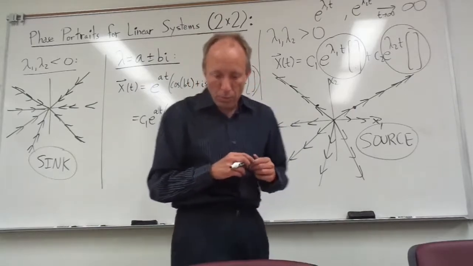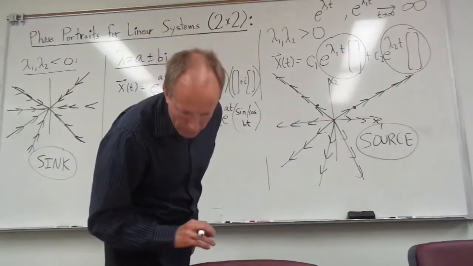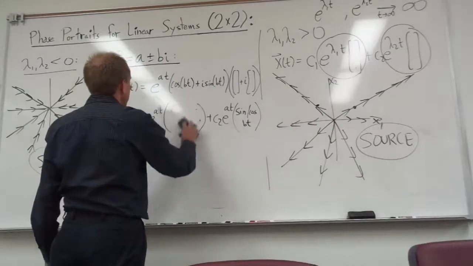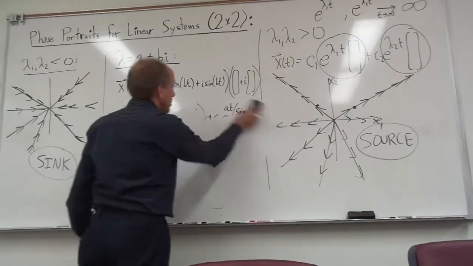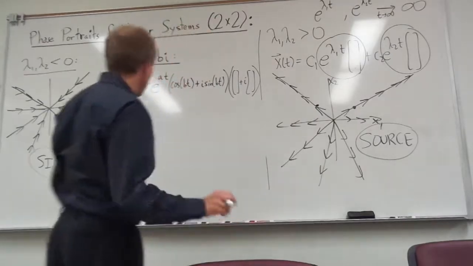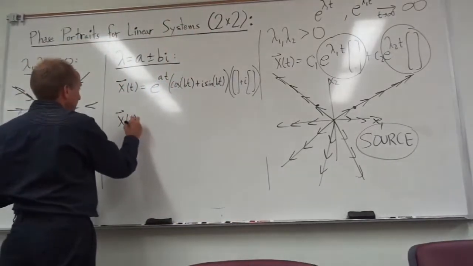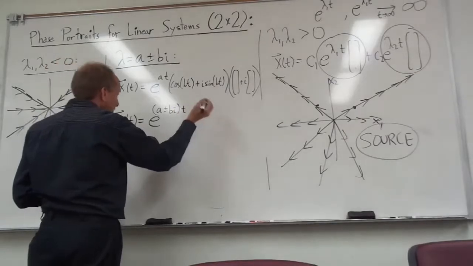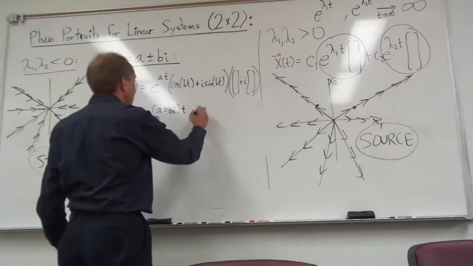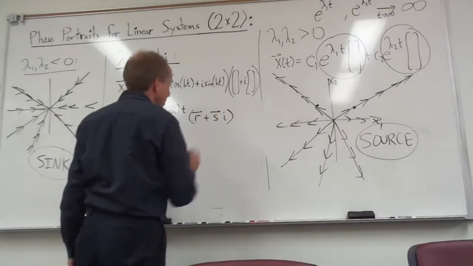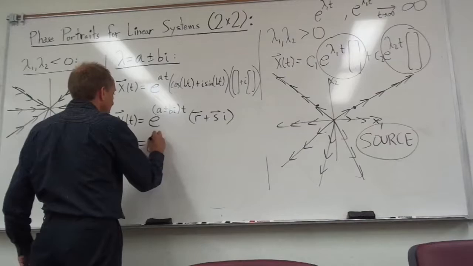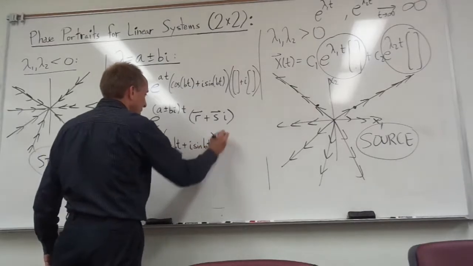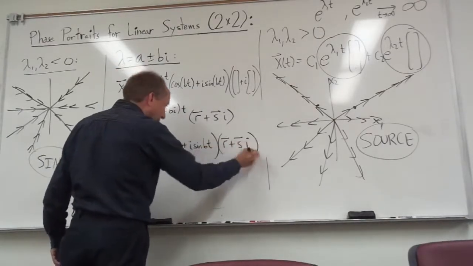And so what ends up happening, in fact, let me just try this again. I think I can say this a little bit better. So this x of t is, of course, e to the a plus or minus bi t times v, the vector, and the vector is r plus si, right? Remember that? And so this just becomes e to the at. You're going to get cosine of bt plus i times the sine of bt, and then it's going to be foiled with this vector right here.